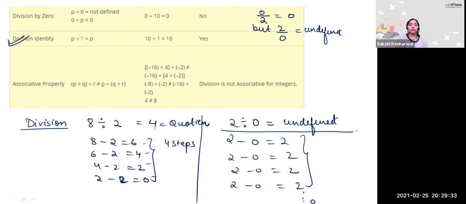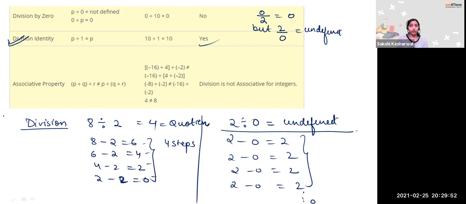Multiplicative identity, division. What will you be multiplying a number by to get the same number? That's the number 1. That's it. 1 is the best thing you can have, right? So it's like 10 divided by 1. So yes. What about the associative property? Again, no. Division is like a very big no.